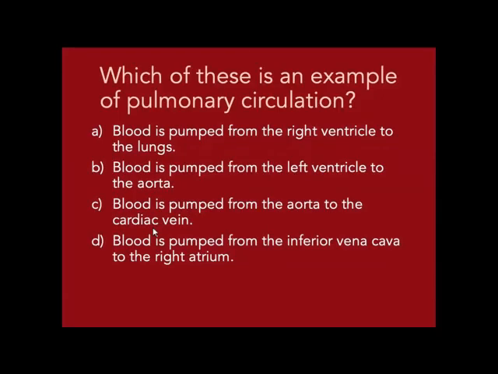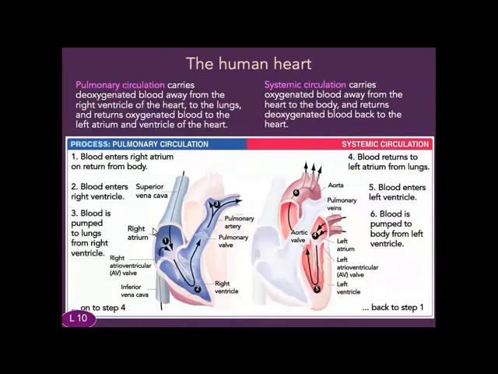All right, so which of these is an example of pulmonary circulation? Blood is pumped from the right ventricle to the lungs. Blood is pumped from the left ventricle to the aorta. Blood is pumped from the aorta to the cardiac vein, or blood is pumped from the inferior vena cava to the right atrium. There is no way I know that. Well, would you like to look at the slide? Okay, fine.